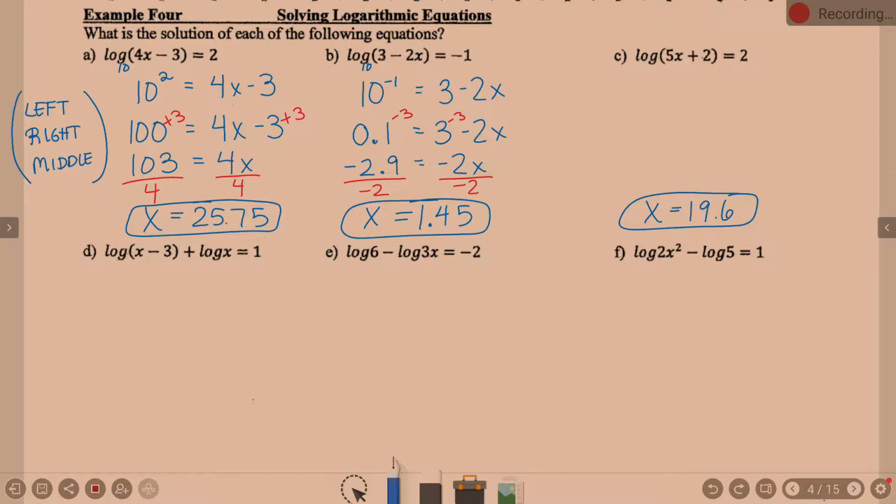Yeah, there's more than one log, yes? Can I use left, right, middle currently? No, left, right, middle works when I have one log equal to a value. I no longer have one log equal to a value. However, in lesson 7.4, we had some properties that allowed us to combine logs.